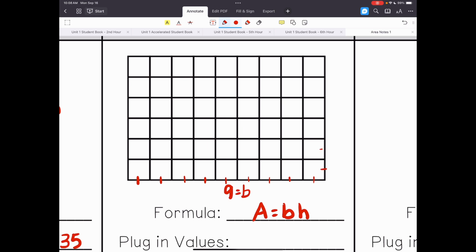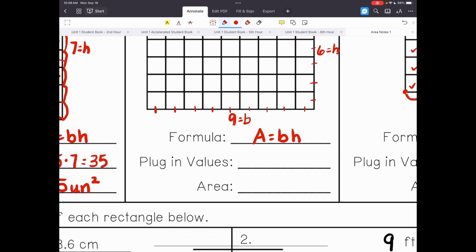My height, 1, 2, 3, 4, 5, 6. So 6 is my height. Let's go ahead and do our plug-in values. So area is going to be the base, 9, multiplied by 6, the height. Using your multiplication charts, put your finger on 6, put your finger on 9, and then drag them straight across and straight down until they meet to get 54 units squared. And that'll be our final answer.